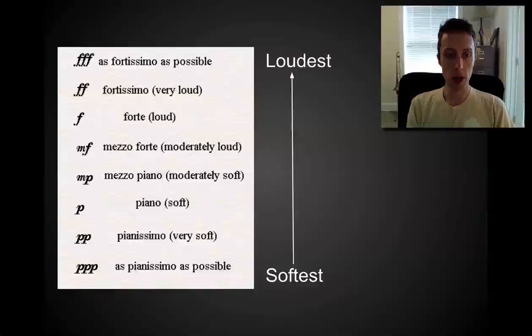So you look on the bottom there, we have pianissimo as soft as possible, 3 Ps at the softest, and then up towards the top there, getting the loudest, 3 Fs. And then in the middle we have our mezzos, and on the extreme ranges, top and bottom, we have our issimos, our fortissimo and our pianissimo.